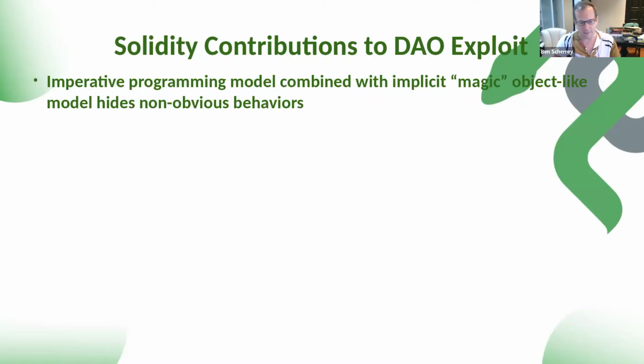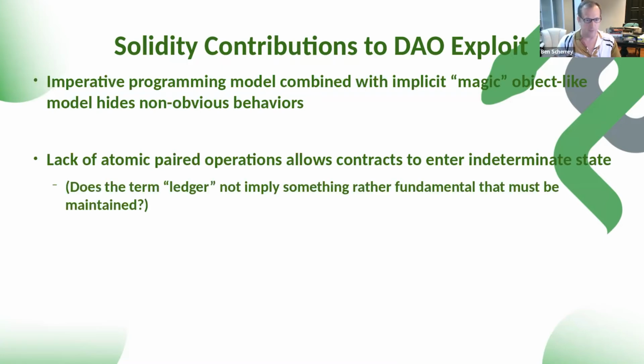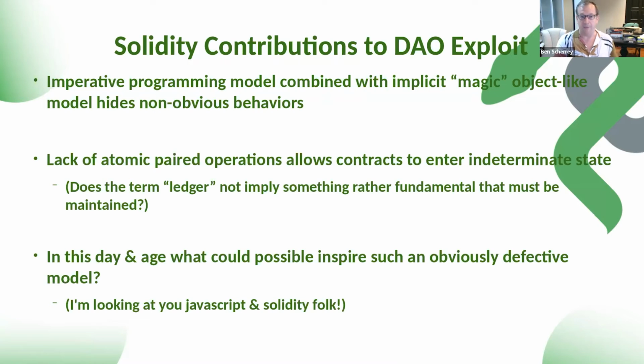So there's various issues that cause these things to occur, and what could possibly inspire such an obviously defective model, right? What does the word ledger mean? When we do accounting systems, we have ledgers. Ledgers have to balance. Why is this not an atomic intrinsic operation of our languages, of our blockchains, right? So I'm looking at you, JavaScript and Solidity folks.